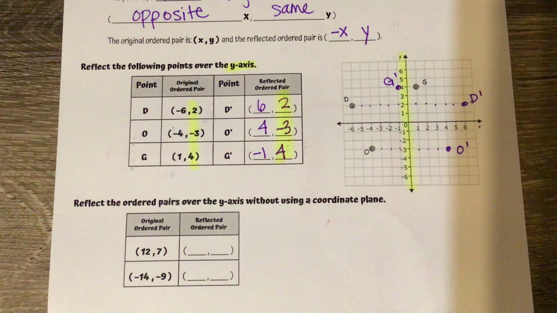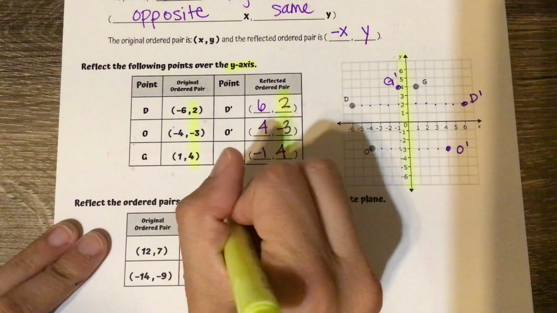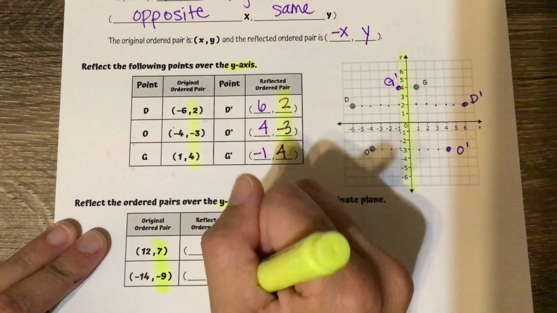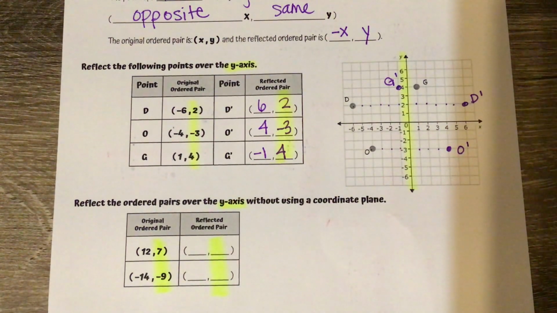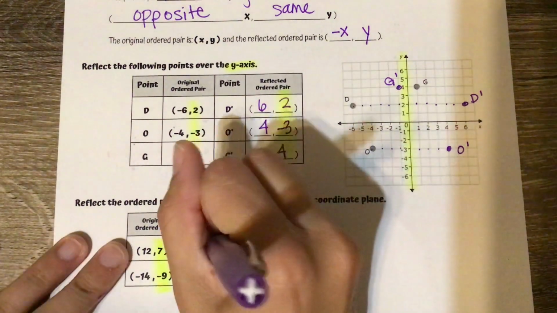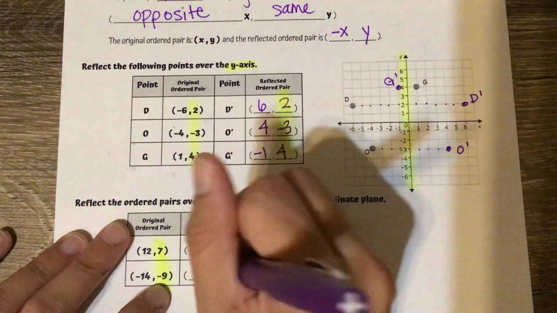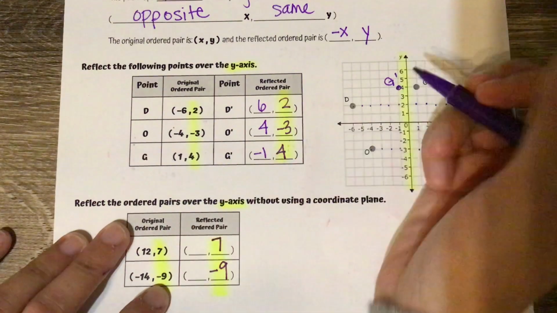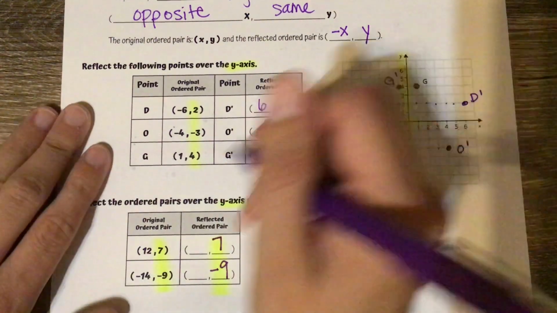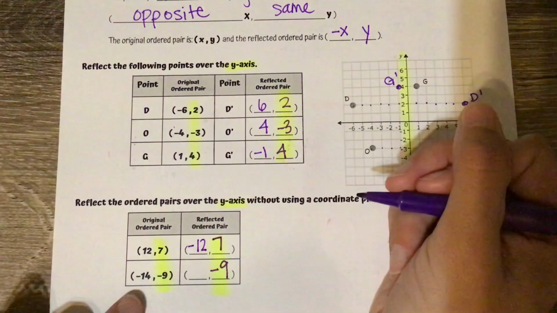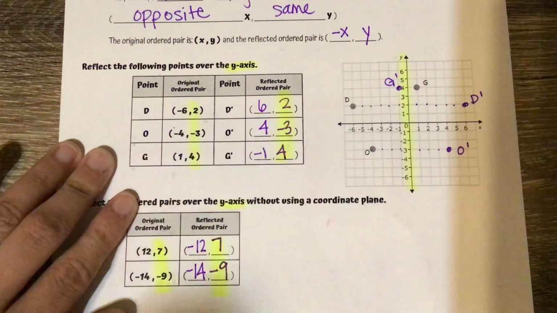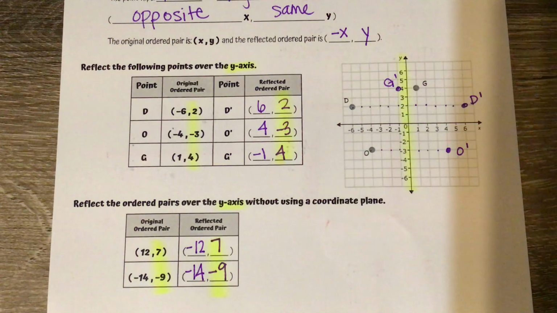And then the last one here, reflecting the ordered pairs over the y-axis without using a coordinate plane. So we are reflecting over y, so I'm highlighting my y's because those values should stay the same. 7 should stay 7, -9 should stay -9, x becomes the opposite. 12 becomes -12, -14 becomes 14. All right, and that is it.